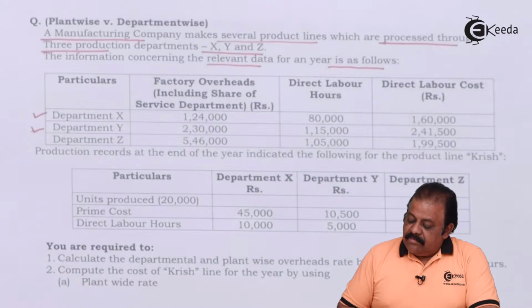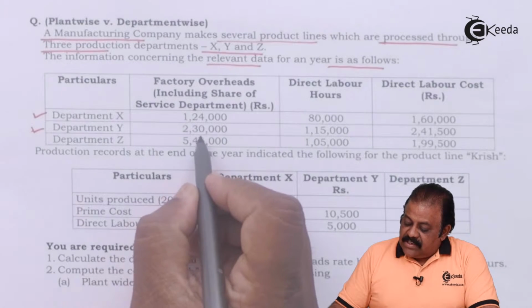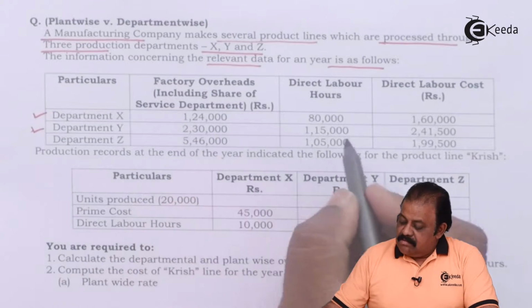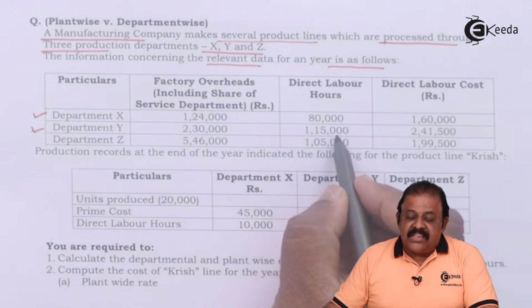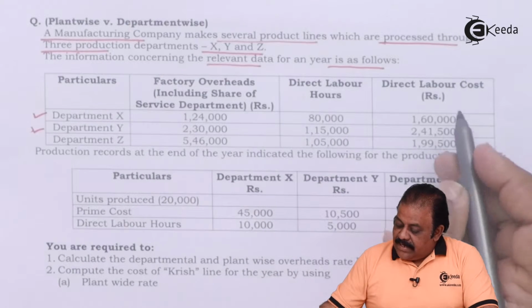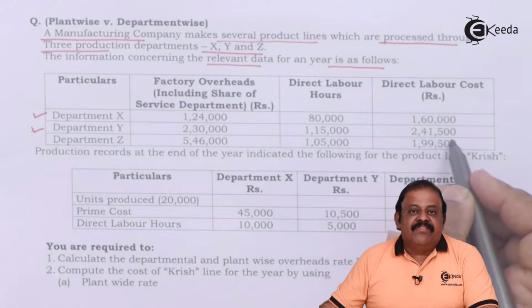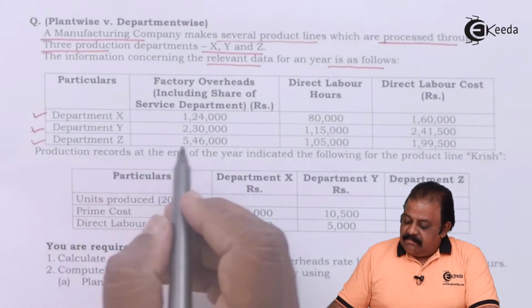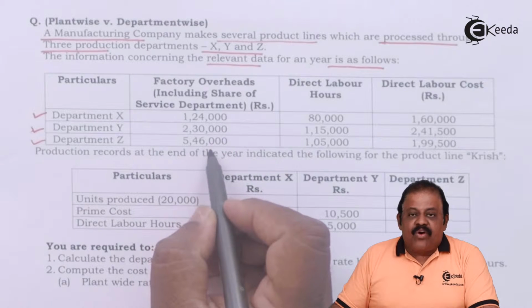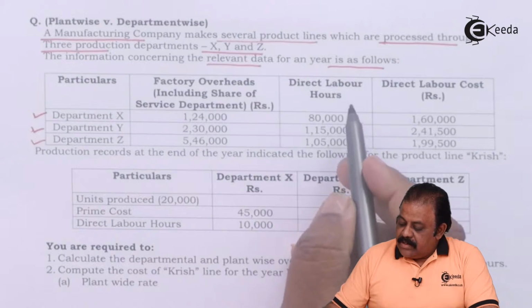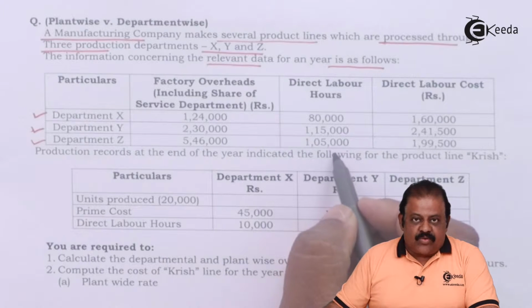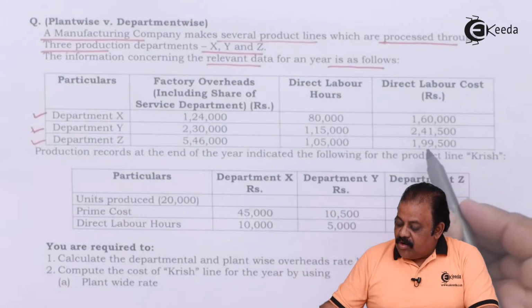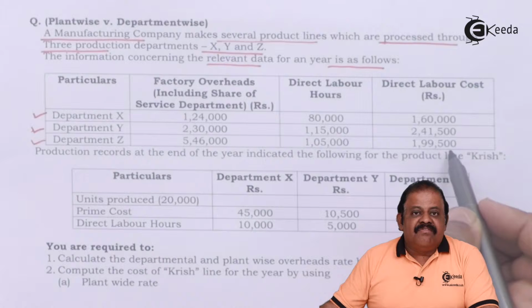Department Y: factory overheads 2,30,000, direct labor hours 1,15,000 hours, direct labor cost 2,41,500. Department Z: factory overheads 5,46,000, direct labor hours 1,05,000 hours, direct labor cost 1,99,500.